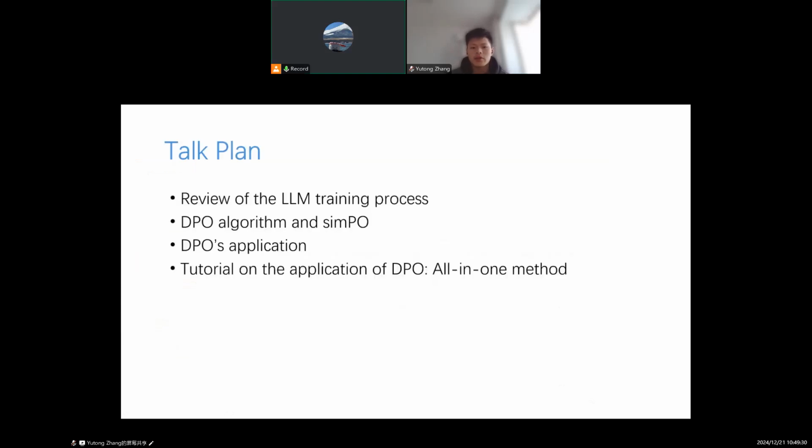So this is my talk plan for today. First, I'm going to review the LLM training process, from which you are going to learn about the significance of AI alignment in LLM training. Then we're going to introduce the direct preference algorithm and its variants and how it's derived from the original RLHF algorithm. Then we're going to talk about the algorithm's application, and then we're going to have a tutorial on the application of direct preference optimization, which is an all-in-one method.